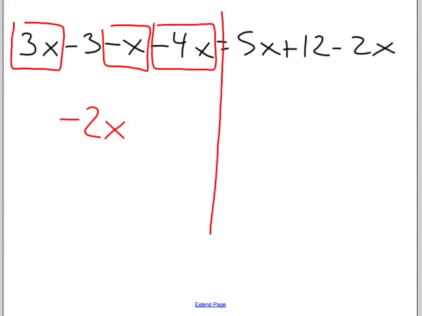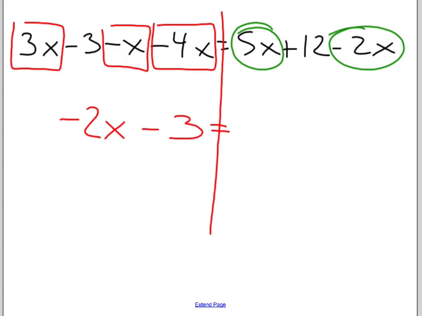I don't have anything to do with this 3, so that minus 3, I'm just bringing it across. Wait, so we're doing it based on the coefficient? Yeah. If it's negative, it means minus 1 minus 4. On the other side of the equal sign, I have a couple like terms. 5x and minus 2x. 5x minus 2x would be 3x plus 12.